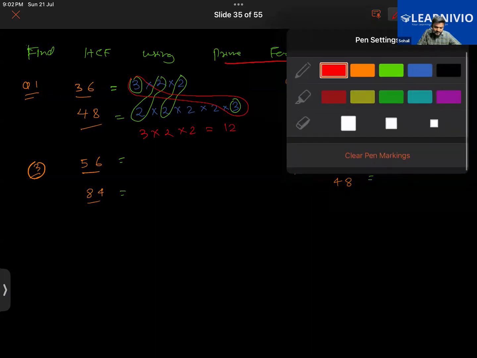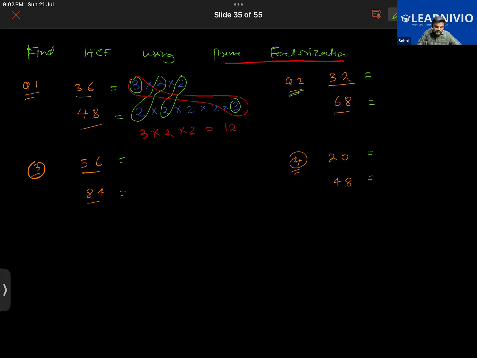Likewise, Sumaya, you are solving question number 2. Meanwhile, Habib, you solve question number 3.